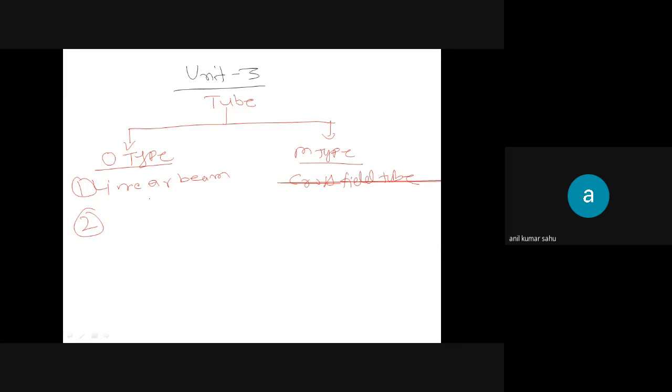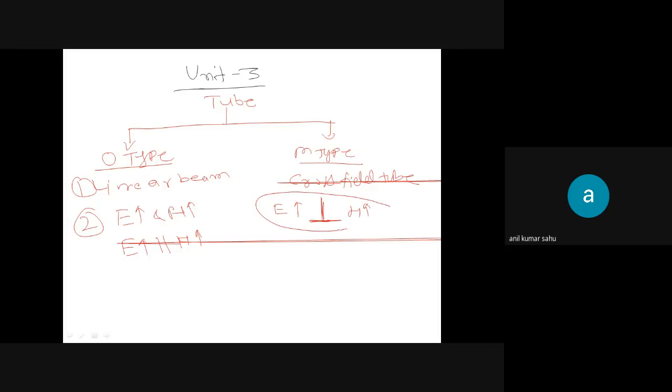The second difference is that here the electric field and the magnetic field, which is H, are both present, and they may be parallel. But for M type tubes, electric fields and magnetic fields are also present, but both are perpendicular to each other. The point to be remembered is that here they are perpendicular, while in O type both are parallel.